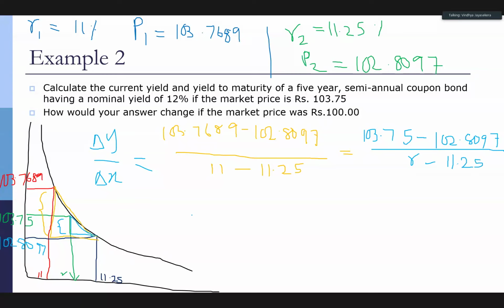So how much is R? Remember, it should be 11 point something because it is between 11 and 11.25, right? So if you all are getting anything that is not 11 point something, that means your answer is not correct.